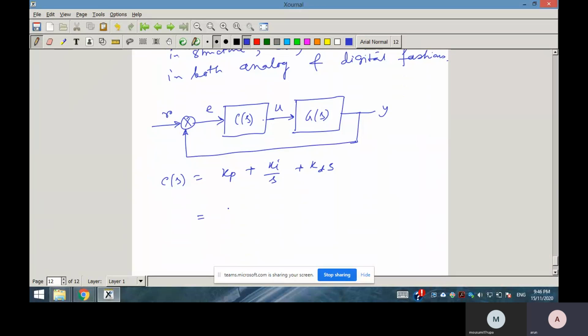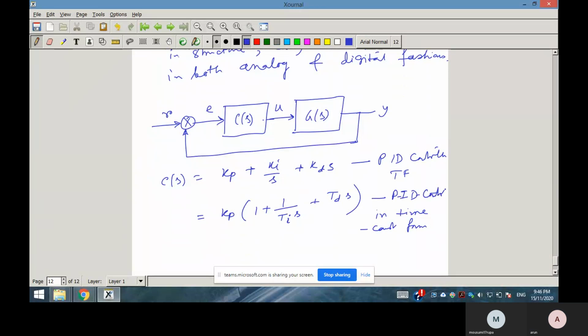You can also represent it in time constant form: Kp times (1 plus 1 by TI s plus TD s). TI is called the integral time constant, and TD is called the derivative time constant. So this is your PID controller transfer function in time constant form.